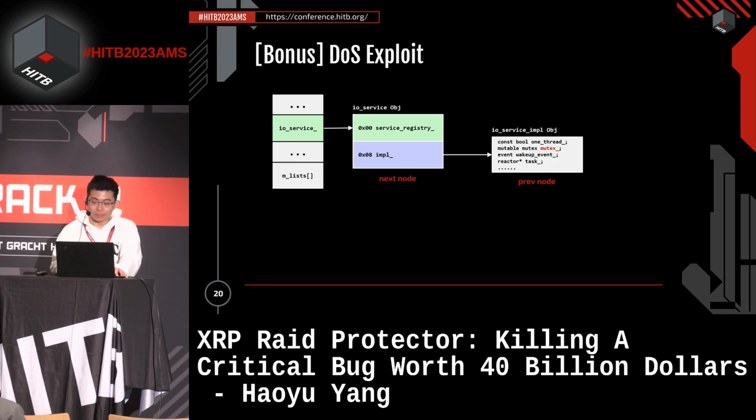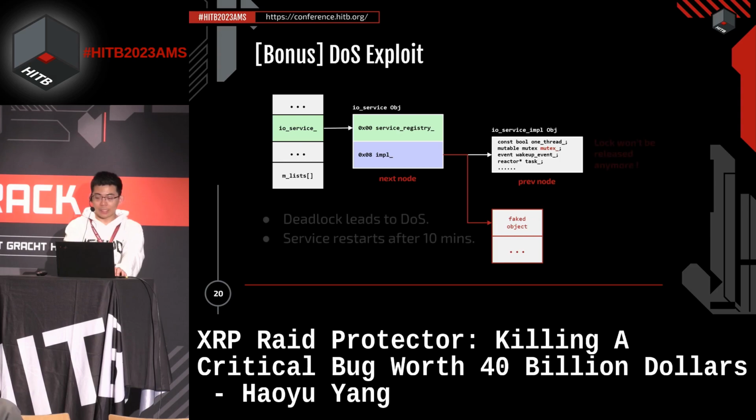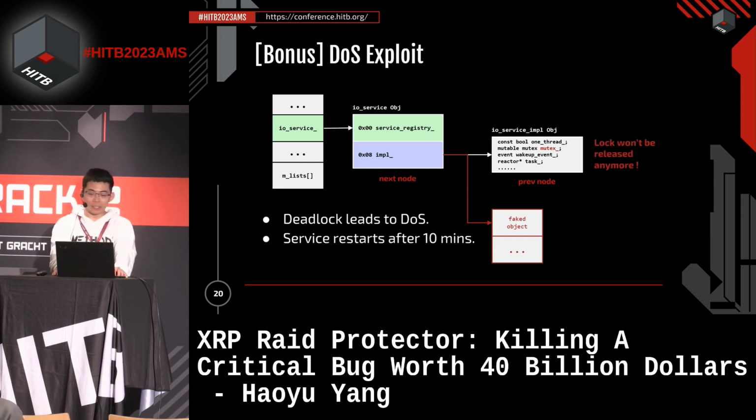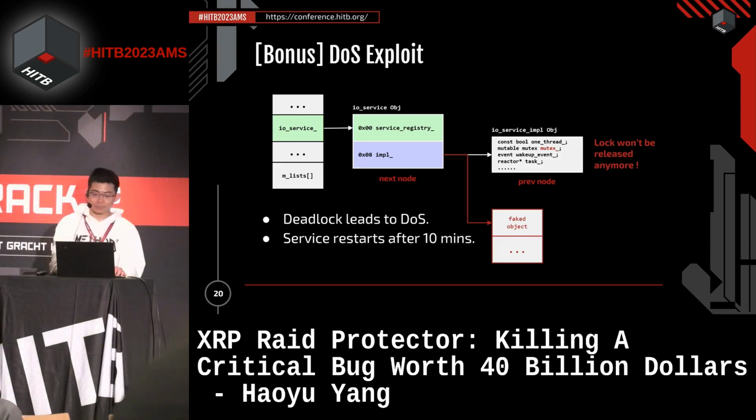It will change the prev pointer of the next node, which is the impl pointer in the IO service object in this case. That means the whole IO service impl object is replaced by a fixed object. The spin lock in the original object won't be released anymore, so it's a deadlock that leads to the DOS.